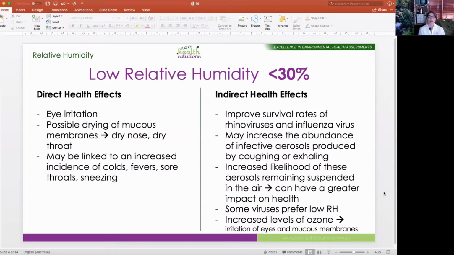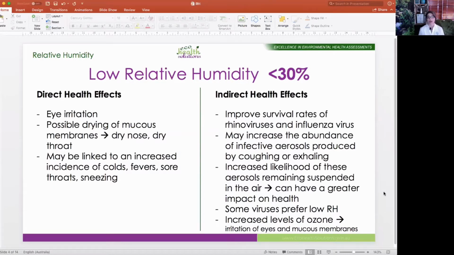So when we start at the low end of the spectrum, below 30% relative humidity, the direct health effects include eye irritation, possible drying of mucous membranes, including the nose and the throat, and it may be linked to an increased incidence of colds, fevers, sore throats and sneezing.